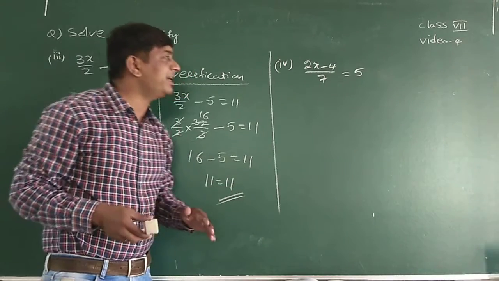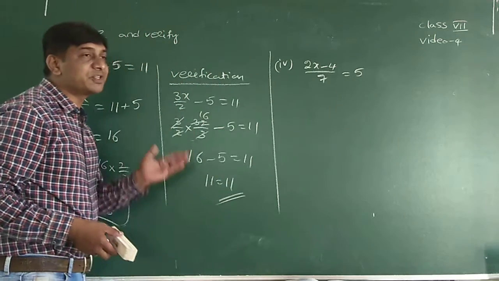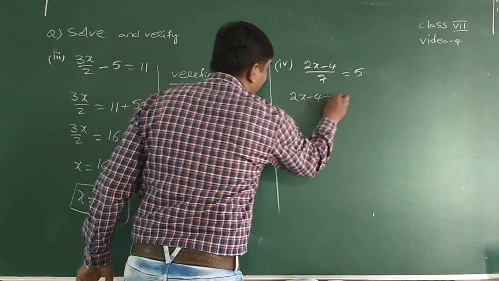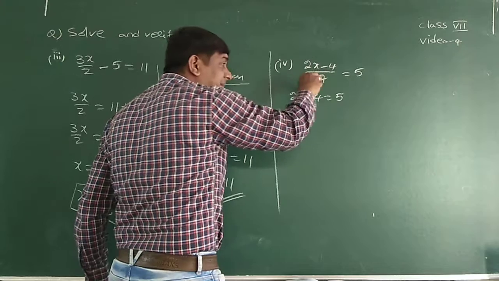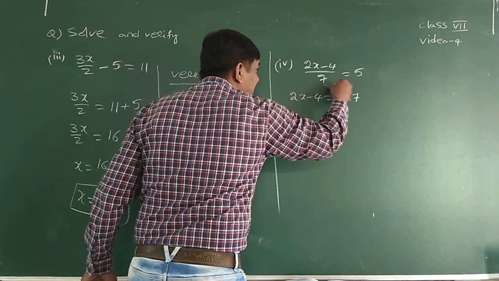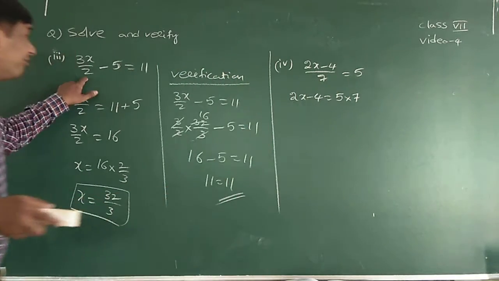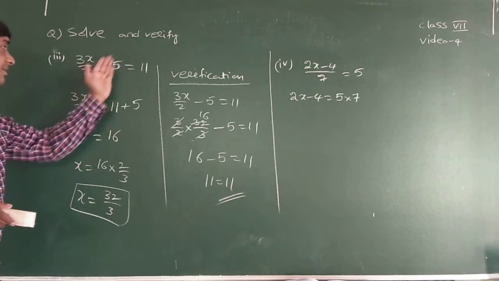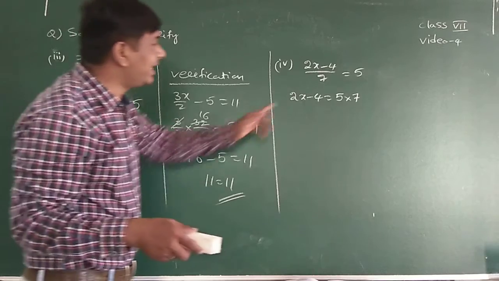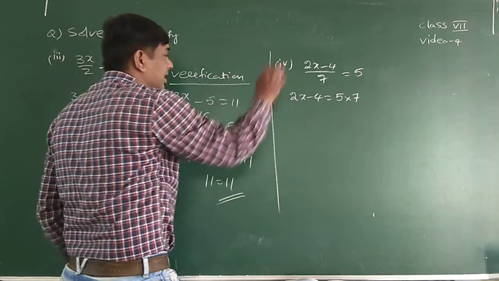When a common denominator like this is there, first the denominator is transposed to the other side. So 2x minus 4 is equal to 5, and because it is a common denominator, it goes to the other side and becomes multiplication. Why do we transpose it directly here, and not in the earlier question? There, you did not transpose the 2 first; first you transposed 5 and then sent the 2, and then simplified. But here, first you send 7 because 7 is the common denominator, so at that point we can transpose.